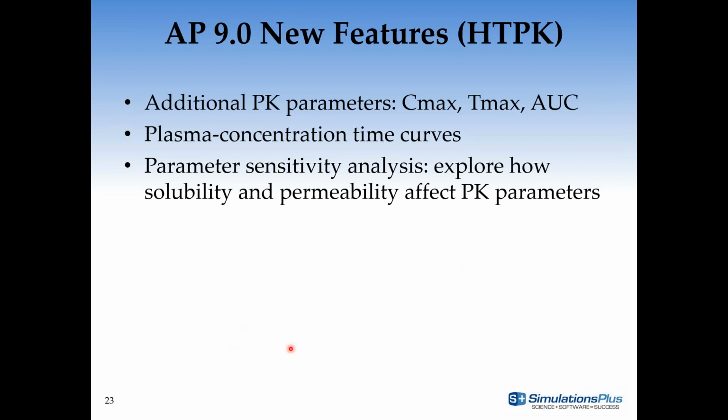Okay, on the high throughput pharmacokinetics module, we now provide predictions of other PK parameters: Cmax, Tmax, and AUC. For a single compound, you can display concentration versus time curves. I'll show one slide on that. And there is a parameter sensitivity analysis feature.